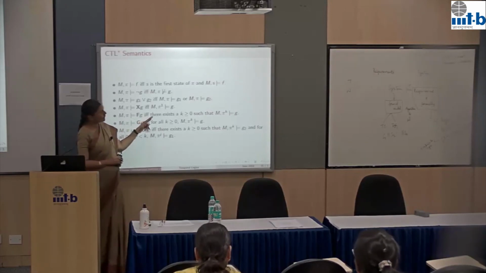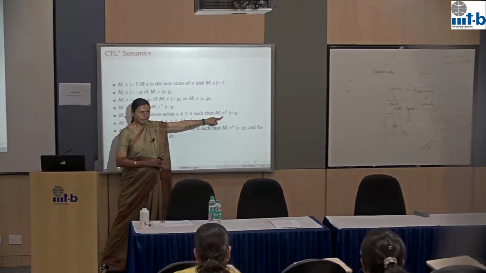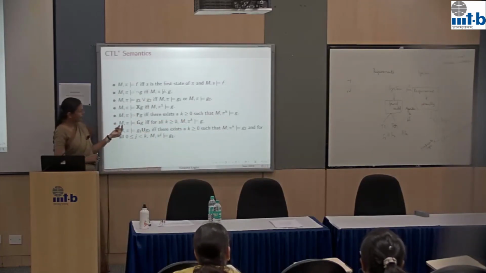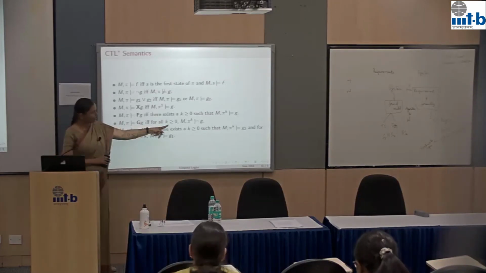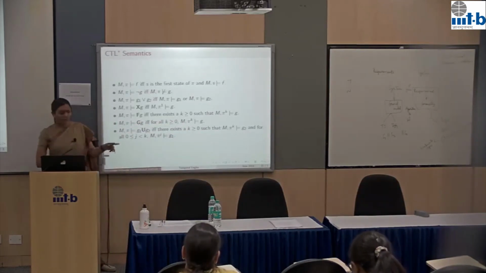So this one says, in the model M, in the path pi, when will F g hold? If there is some future in pi, such that in the kth state in pi, G holds. Similarly here, in the model M, in the path pi, when will globally g hold? If for all the suffixes of pi, G holds.